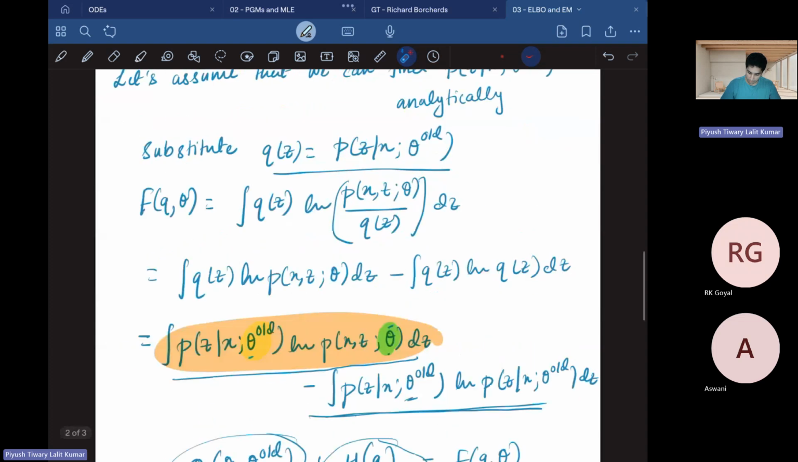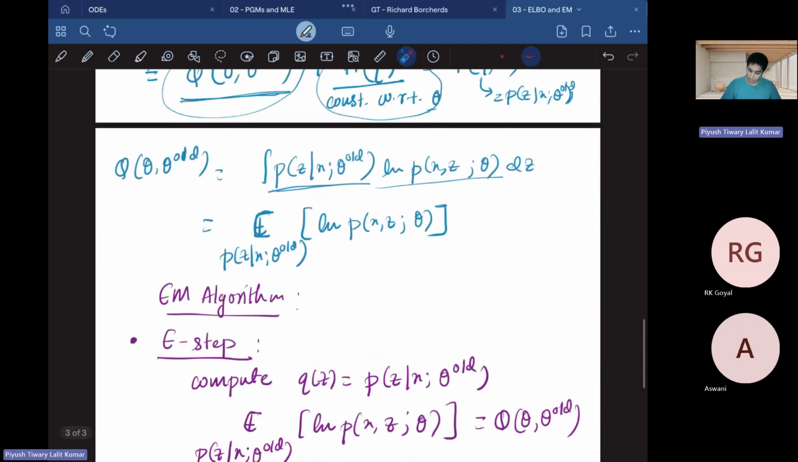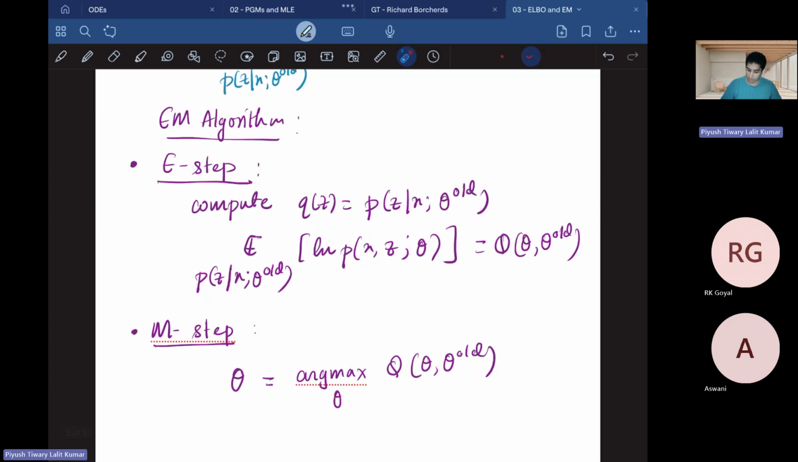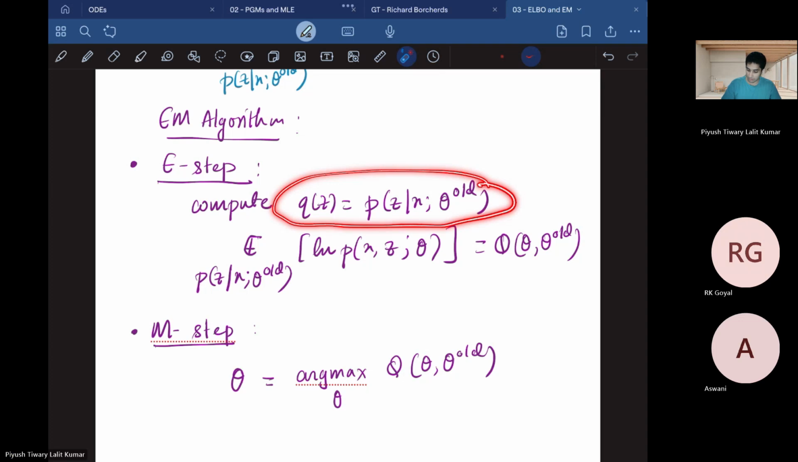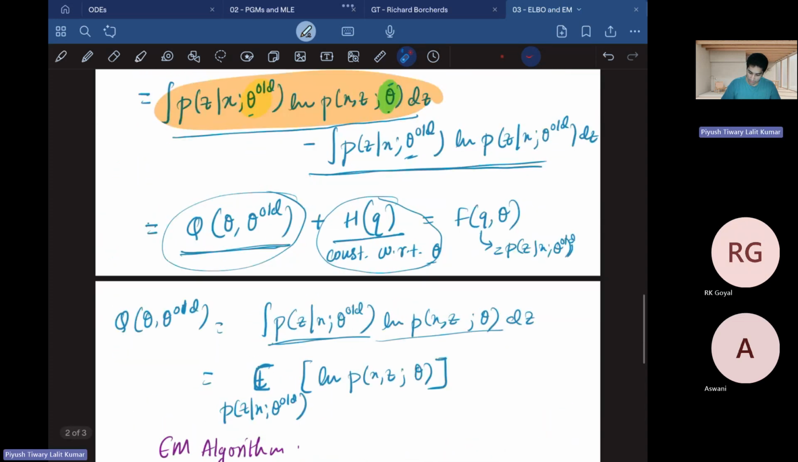In the E step, let's go back here. Remember that there is a gap between the ELBO and your log likelihood. That gap is the KL divergence term. And when will this gap vanish? When Q of Z is equal to P of Z given X comma theta. What the E step is doing is basically vanishing that gap. It substitutes Q of Z to be equal to P of Z given X comma theta old, so that the gap has vanished.